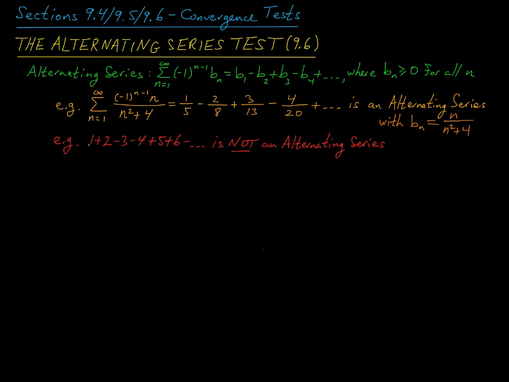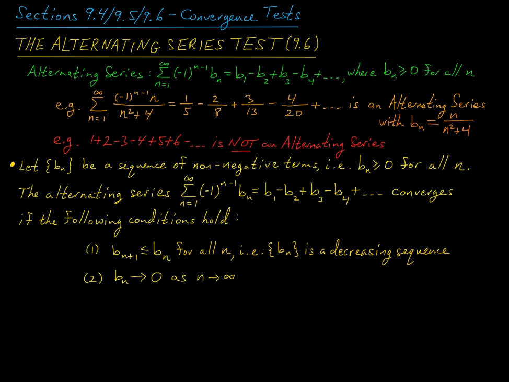Now this example, 1 plus 2 minus 3 minus 4 plus 5 plus 6 and so on, is not an alternating series, and that's just because we don't have an alternation of sign from term to term. It goes plus, plus, minus, minus, plus, plus, and so on.